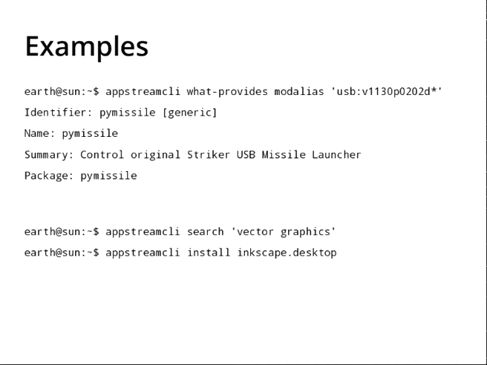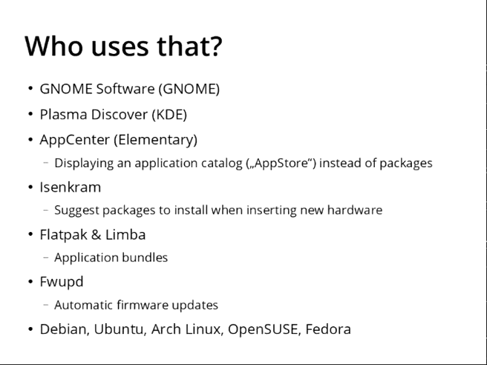You can even use it to install applications by their ID instead of referring to a package name. So who uses this in Debian? Those are mainly the software centers, which are GNOME Software, Plasma Discover, and Elementary's App Center, but also a few more, so I couldn't just include them all. But those are like the main ones that I know about.